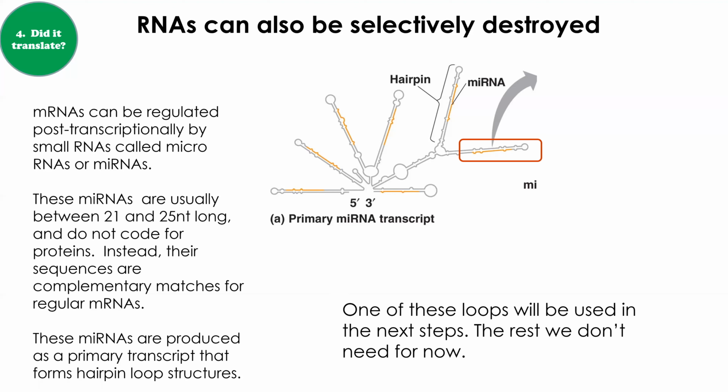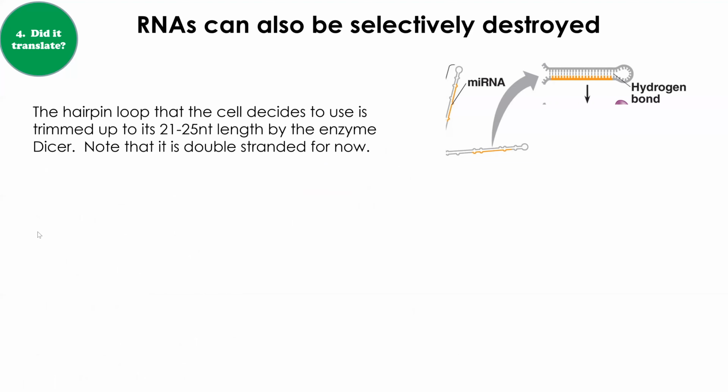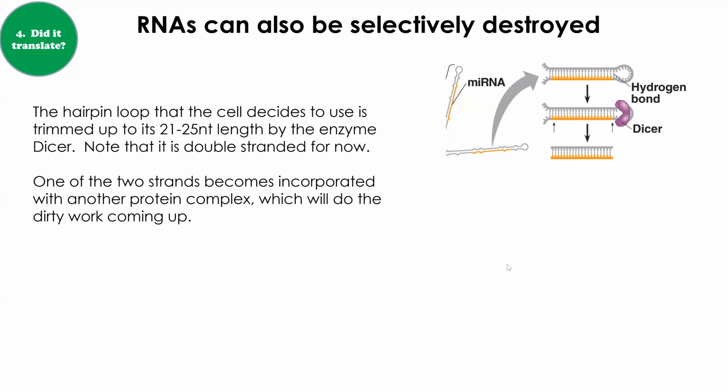Okay, so let's take just this one hairpin loop. We can mentally discard the rest of this and take it to the next step. Okay, so let's take that guy again. And this is a closer up region. So you can see there's hydrogen bonding happening here. This is complementary. Okay, so note that it's double-stranded for now with its hydrogen bonds. The next step will be to process this. So an enzyme called dicer is going to help process this. And one of our two strands that we're going to be looking at now will become part of the finished complex.